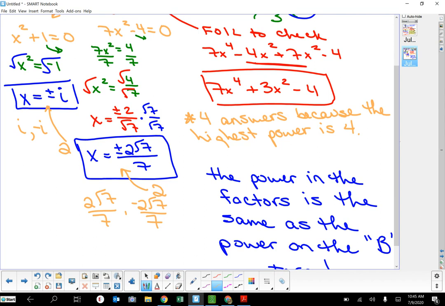And I believe in Varsity, they leave you a box like this, x equals plus or minus, and then you fill in the box. So all you would have to put in would be the i. And then in the other one, x equals plus or minus, and you would put in 2 radical 7 over 7. Okay? All right. So there's number 1.